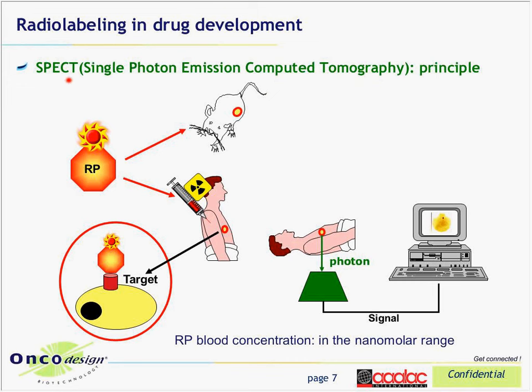SPECT, the first modality, stands for single photon emission computed tomography. A radiolabeled molecule, named a radiopharmaceutical, is injected to man or animals, and at the same time, you can detect where the radiolabeled molecule is using a dedicated device. Indeed, during radioactive decay, a photon is emitted. This is this photon that you will be detecting.